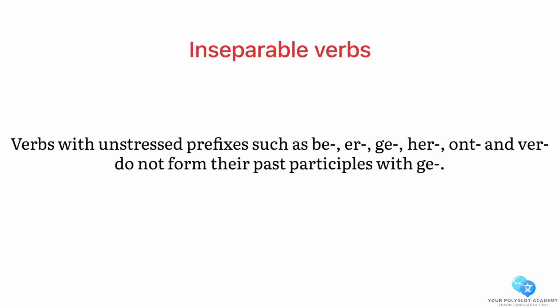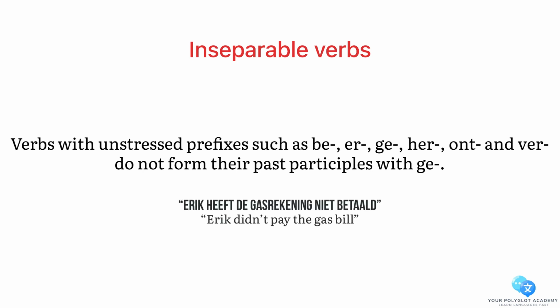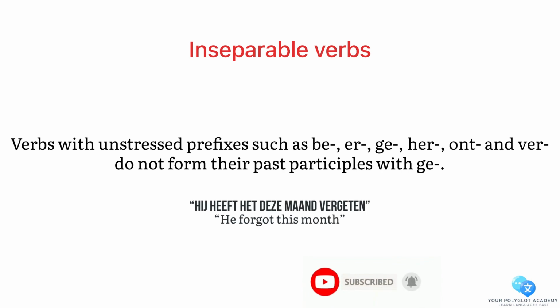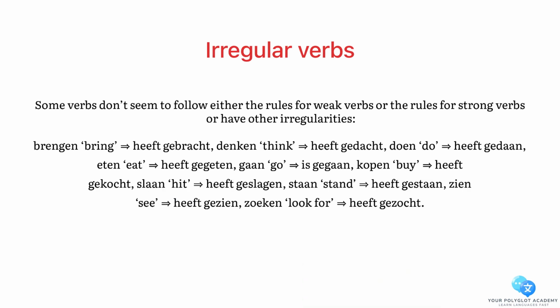Now we come to the present perfect of inseparable verbs. Verbs with unstressed prefixes such as be, ge, ont, and ver do not form their past participles with ge. Otherwise, all other rules for the formation of strong and weak verbs apply. For example, Eric heeft de gasrekening niet betaald. Eric didn't pay the gas bill. Hij heeft het deze maand vergeten. He forgot this month.